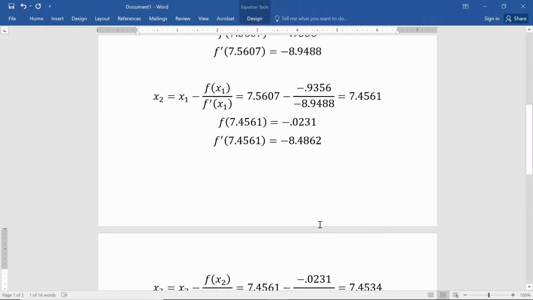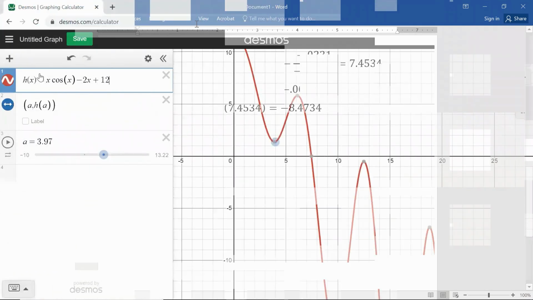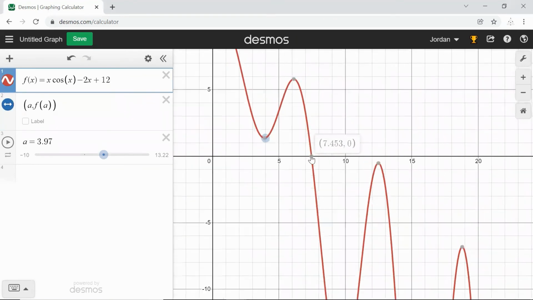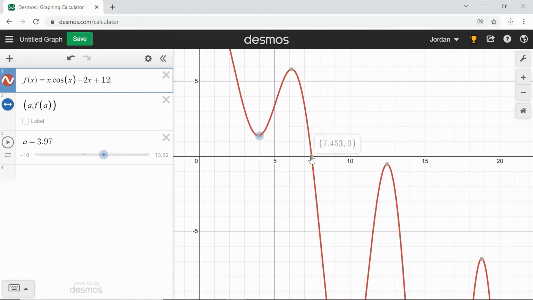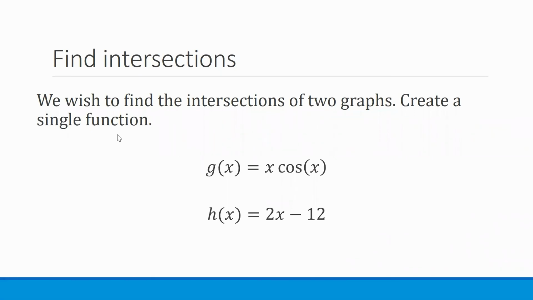Okay, so there you go, 7.4534. If I graph that, call it F this time, and I'm looking at where the root is, Desmos rounds things to 3 decimal places, 7.453. Obviously, we see 7.4534 if we round to 4 decimal places. But there we go. So that's how we can find an intersection.